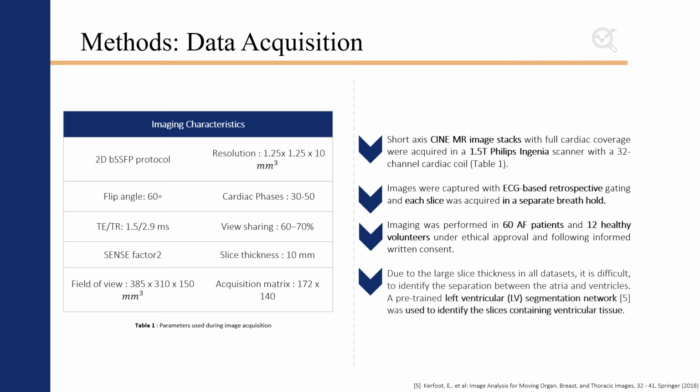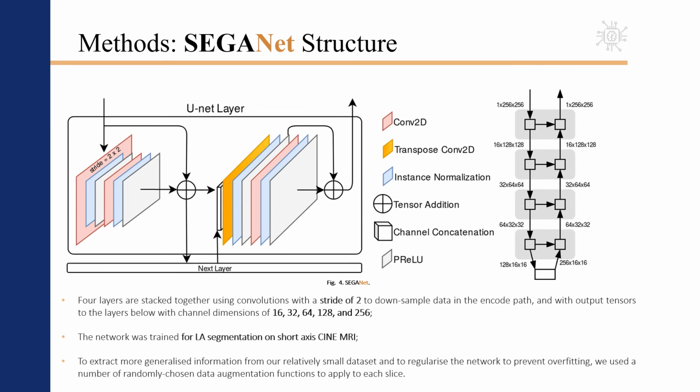In order to solve this challenge, we used a pre-trained left ventricle segmentation network to identify the slices containing the ventricle tissue, and with this information find the slices with only atria. SEGANet is a network that has a stack of 4 layers which combines the encode and the decode path, as you can see in figure 4.